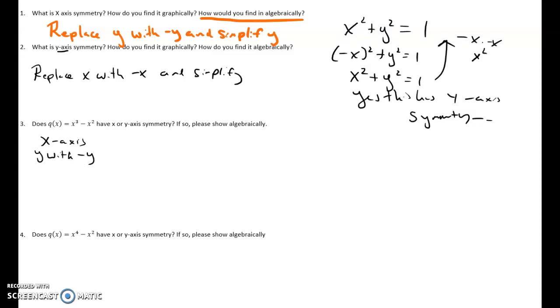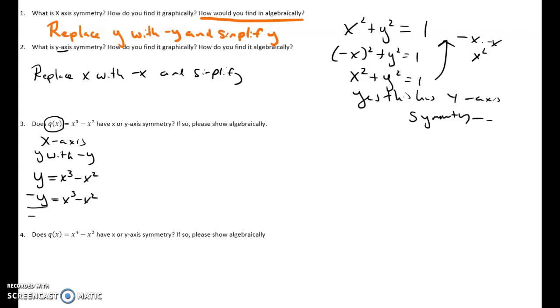So I'm going to take this equation. Now, I don't see a y. Remember that we can replace this q of x value with y. So we get y is equal to x cubed minus x squared. Now we're going to replace y with negative y. So we get negative y is equal to x cubed minus x squared.